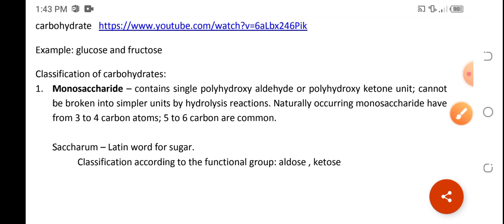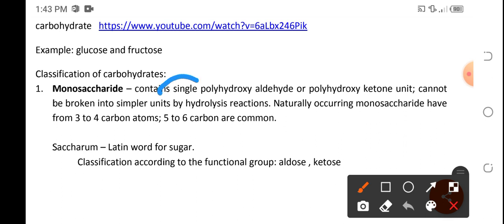Okay, we have monosaccharides. When we say monosaccharide, it only has single polyhydroxyaldehyde or polyhydroxyketone. Makikita natin kung ano ba 'tong sinasabi kong polyhydroxyaldehyde and polyhydroxyketone. Okay? But nevertheless, monosaccharides could not be broken into simpler because it's the simplest form of a carbohydrate. It only has a single polyhydroxyaldehyde or polyhydroxyketone in its structure.